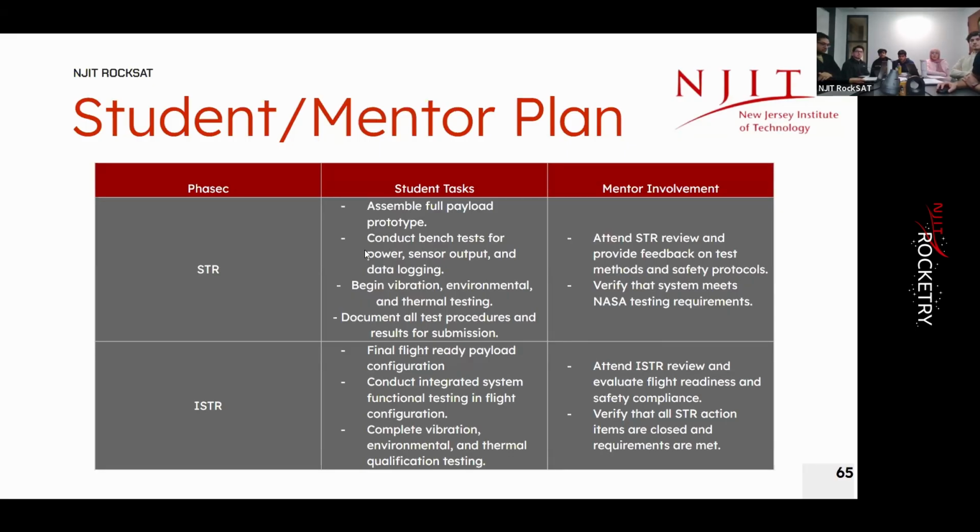We also didn't conduct any bench tests yet because none of the parts came in time. We did begin vibration testing, but only through FEA analysis. And then we'll just skip to the ISTR.